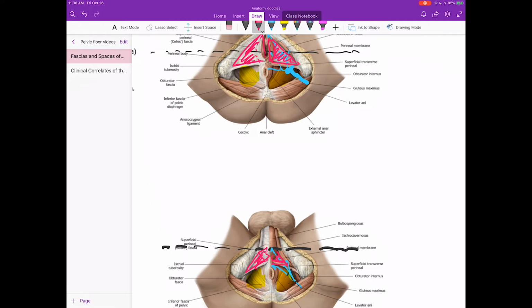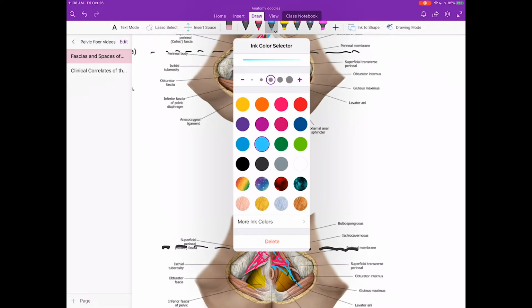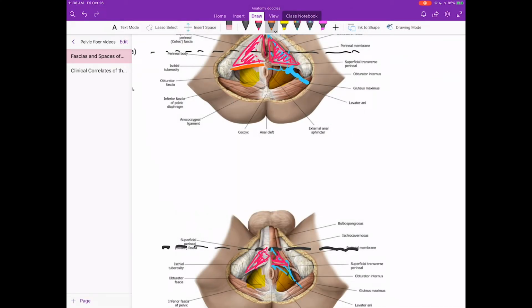Note, while we're here on this image, that the superficial transverse perineal muscle, which I'll draw in orange here, is not part of the urogenital diaphragm. It is a separate muscle that joins here at the perineal body. It's this perineal body that holds everything together, by the way.